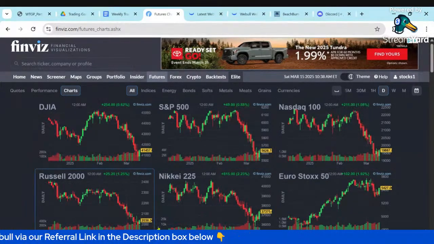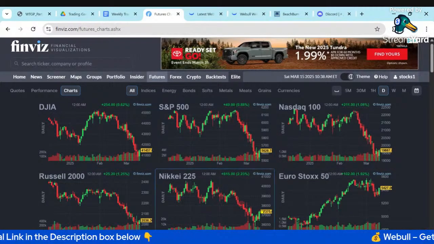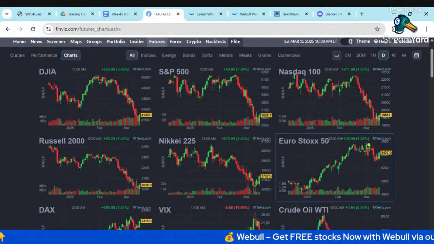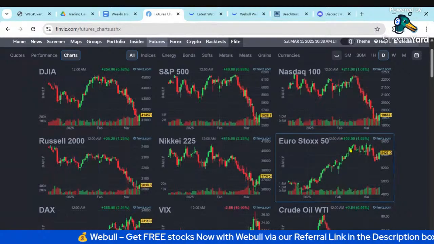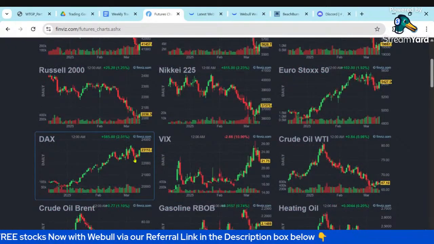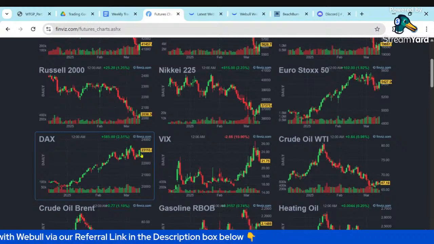More weakness in the Russell. Nikkei bounce, maybe it's headed back up. Euro stocks topped out and rolled over, but it looks like it may be headed back up to retest its top, similar with the DAX. Down, tested the previous bottom. Looks like it's swinging back up.